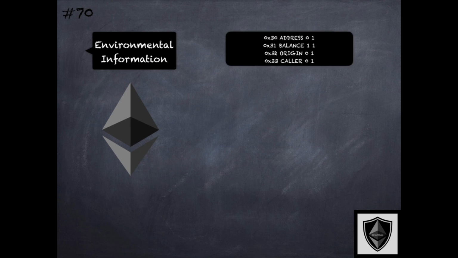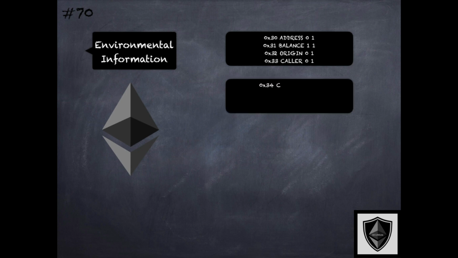There is the address instruction, which gives the address of the currently executing account. There is balance, which gives the ether balance of the currently executing account. There is origin, which gives the address of the originator of the transaction that actually led to the execution of this code within the EVM. Then there is the caller. This gives the caller's address. In the context of Solidity, these would be transaction origin and message sender, respectively.